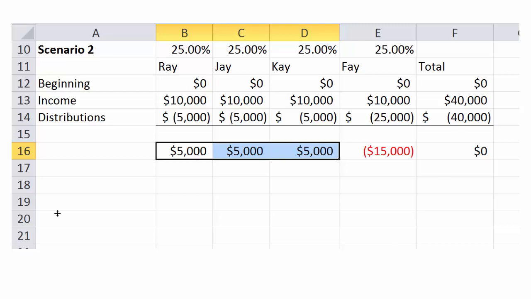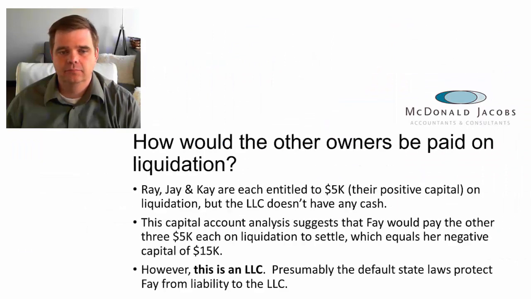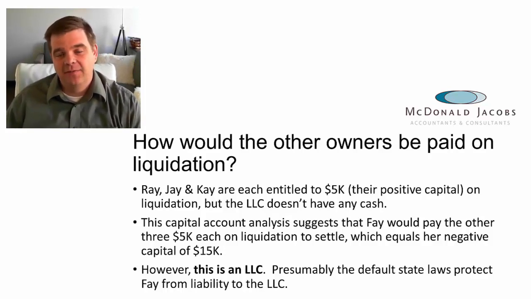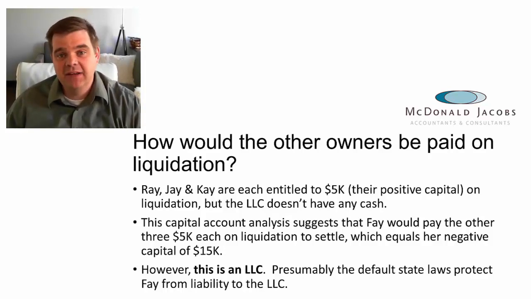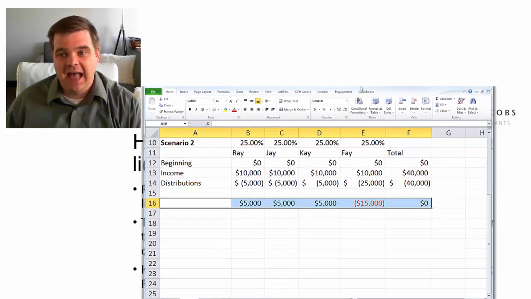And as we'll talk about, this scenario can be problematic. So let's talk about what the problem is here. What we have to consider is how would the owners be paid on liquidation? In order to have economic effect, the concept is owners should be paid their positive capital accounts on liquidation. That is, for the prior income or loss allocations to be meaningful, whatever's left in the capital accounts is what owners should get. What's left in these capital accounts should determine what owners actually get.